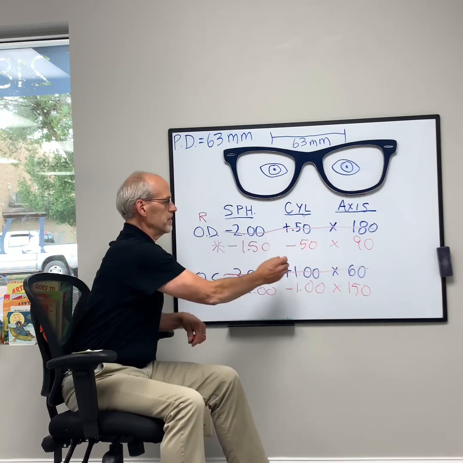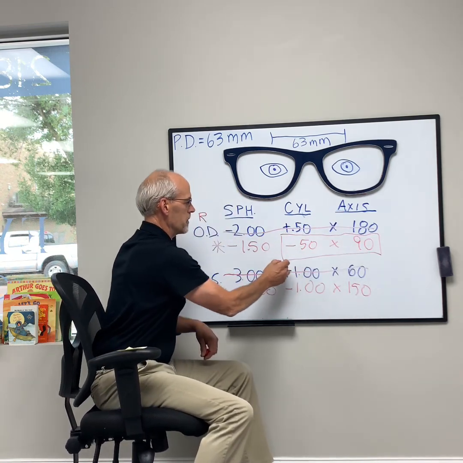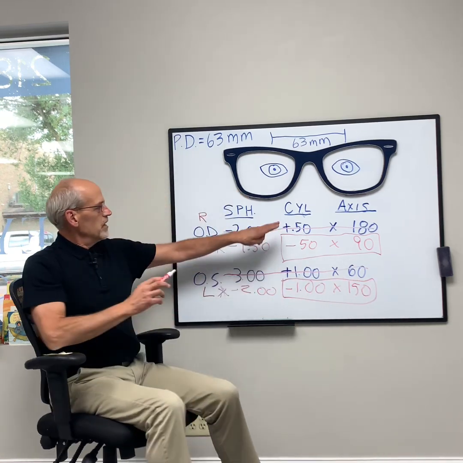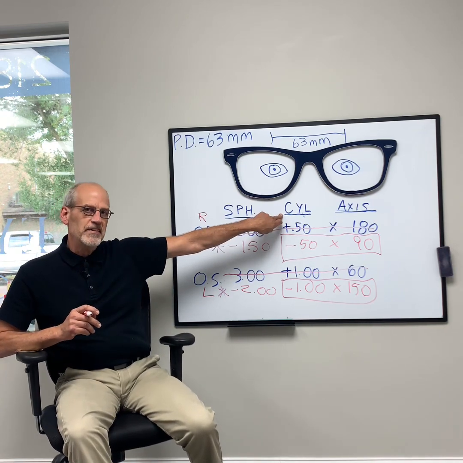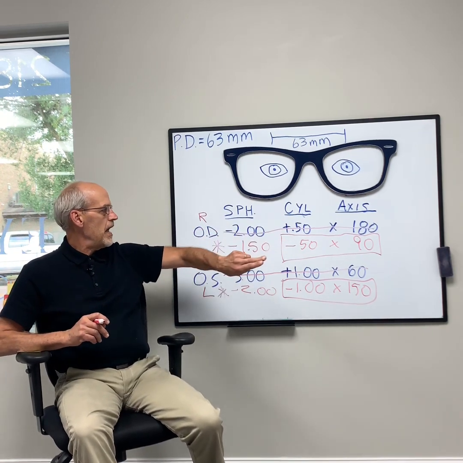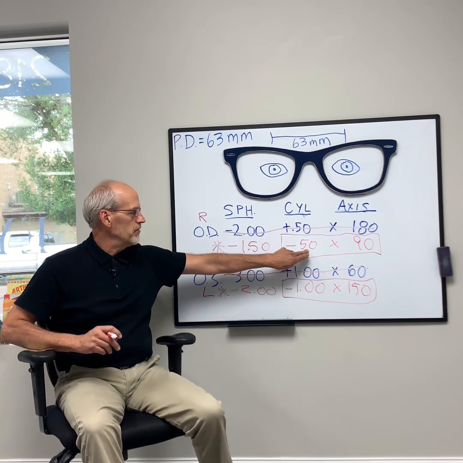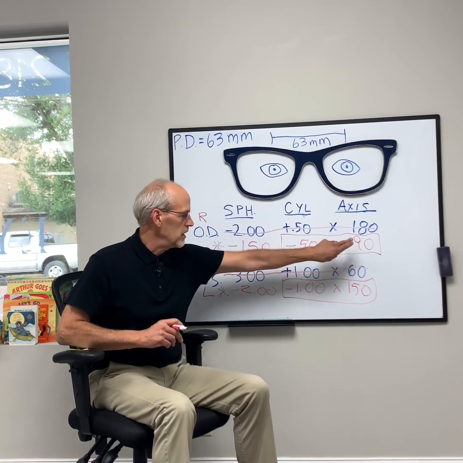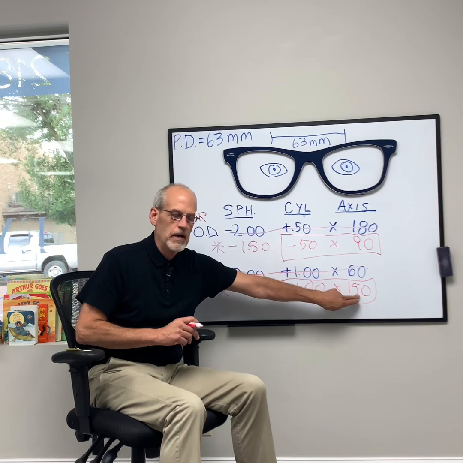Cylinder and axis, these two numbers go together. What cylinder means is this will correct your astigmatism. So this is the amount of astigmatism, and this is the position where we need to correct it.